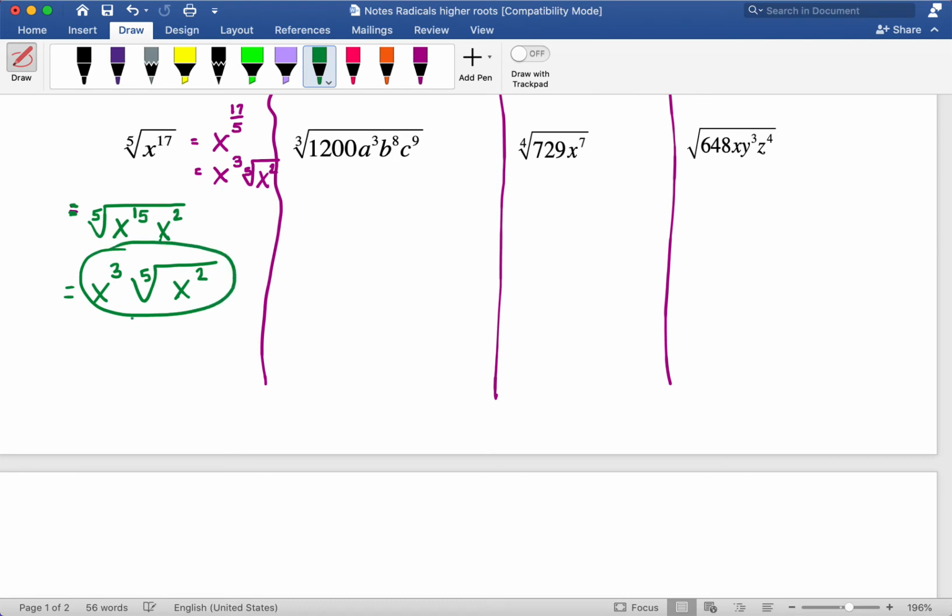Okay, so it just depends how you look at this and see numbers and see these variables.